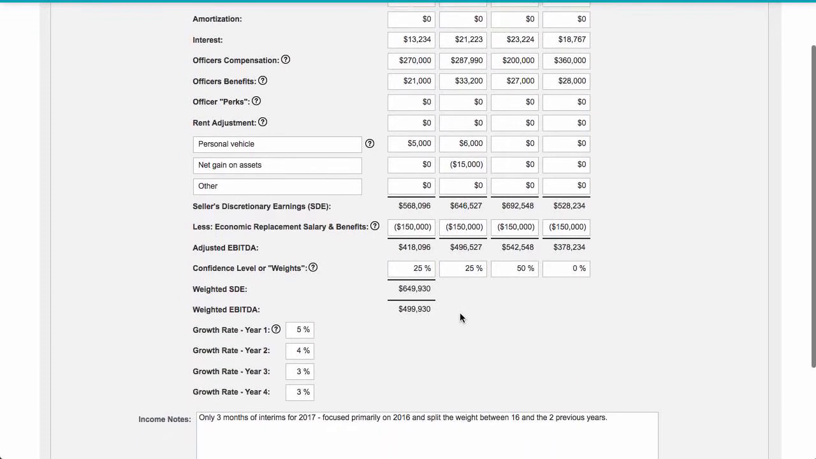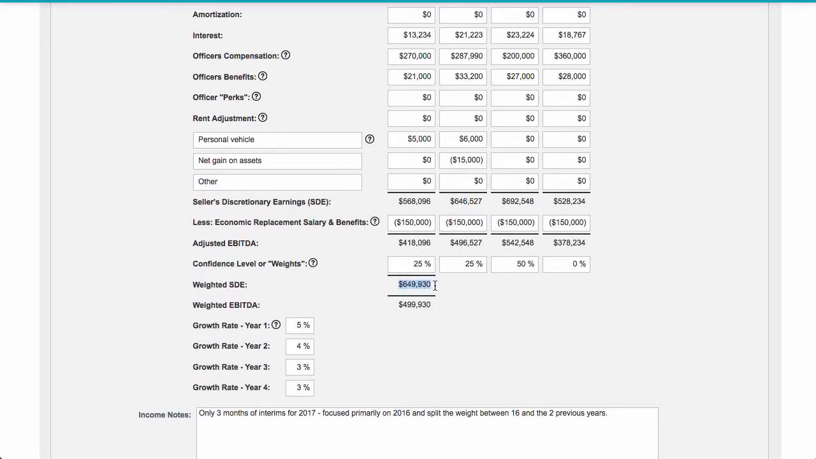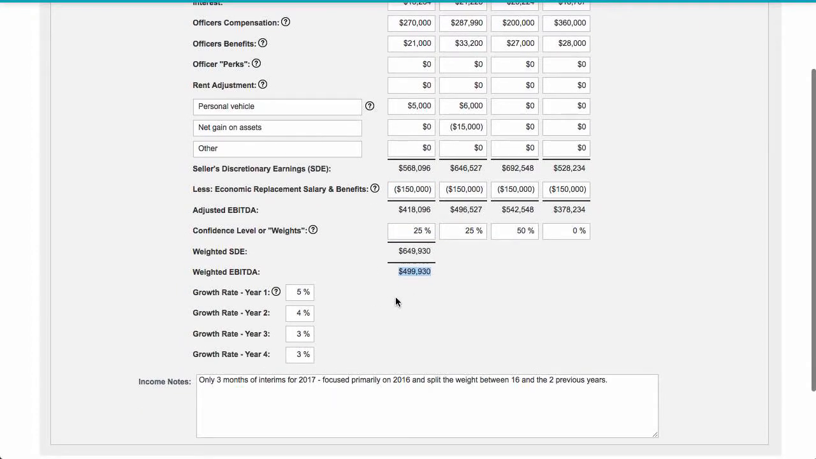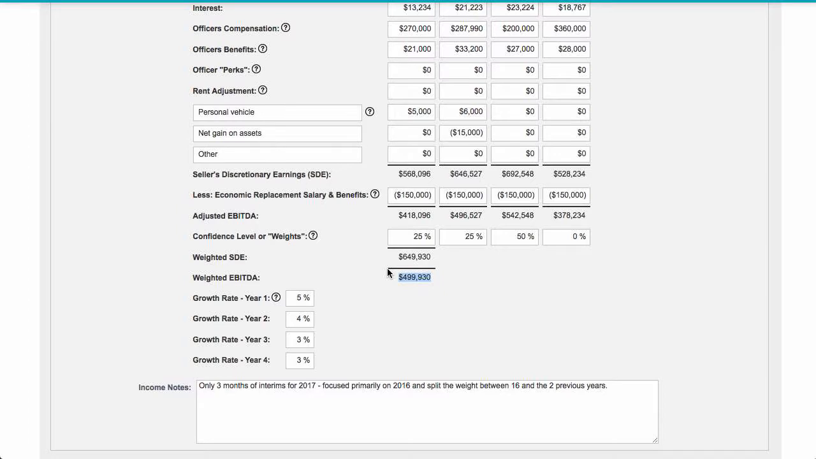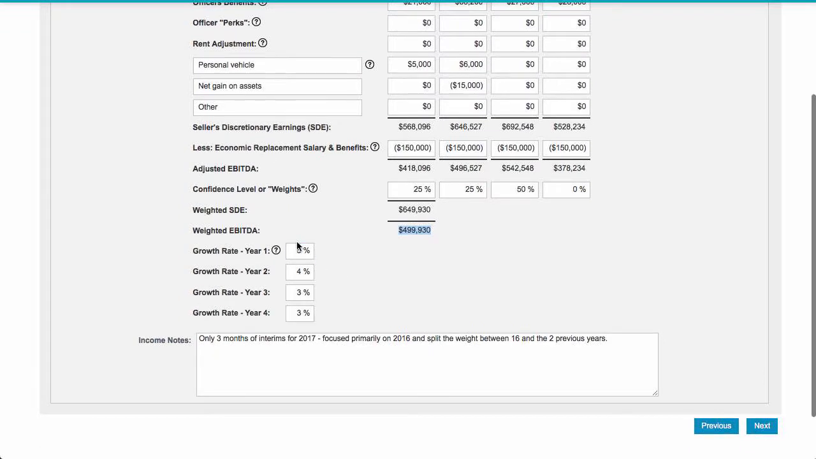So once we add in our weights, we now have our weighted seller's discretionary earnings and our weighted EBITDA. The only difference between seller's discretionary earnings and EBITDA would be the $150,000 economic replacement salary for an owner-operator. So that gives us our base. That is using the historical financial statements to give us the base of what we're going to work on going forward. So now that we've got our historical base, we now have to add our growth rates for year 1, which would be, let's say, 2017, year 2, 2018, and so on and so forth.